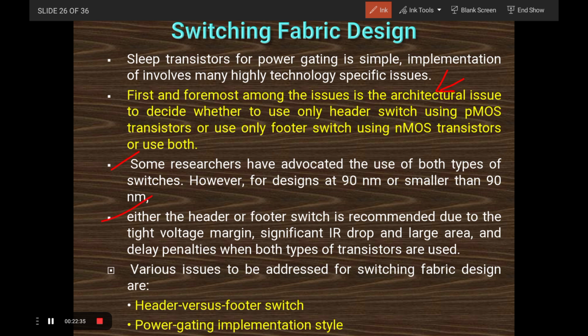That means if you are using two different transistors, obviously two switches, the area increases. That is also another issue. So there are various issues to be addressed for the switching fabric design. We will discuss them one by one.